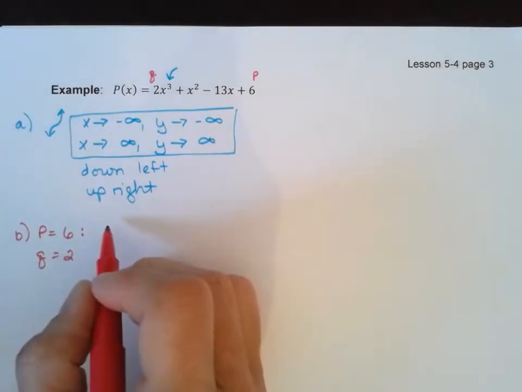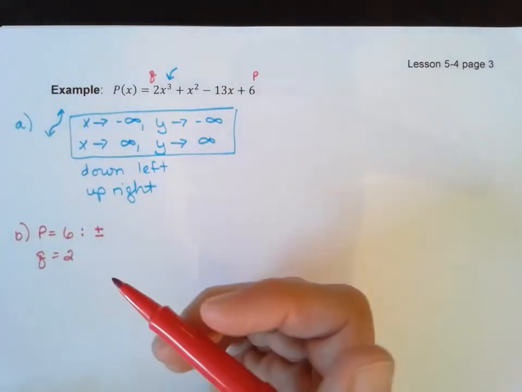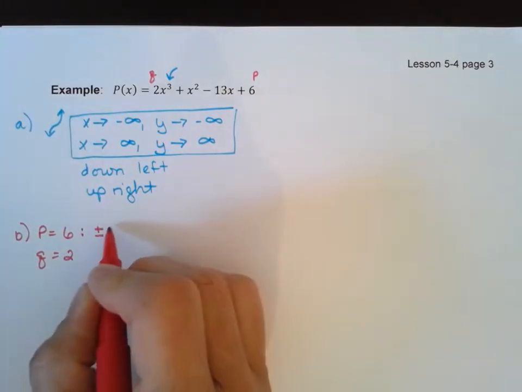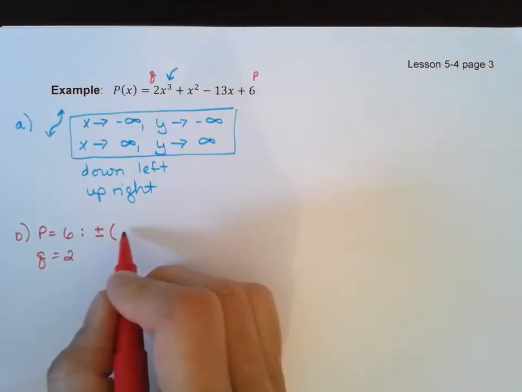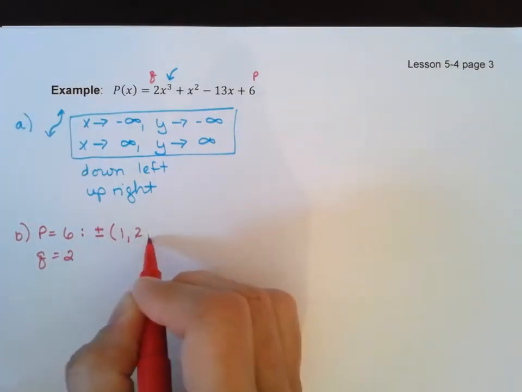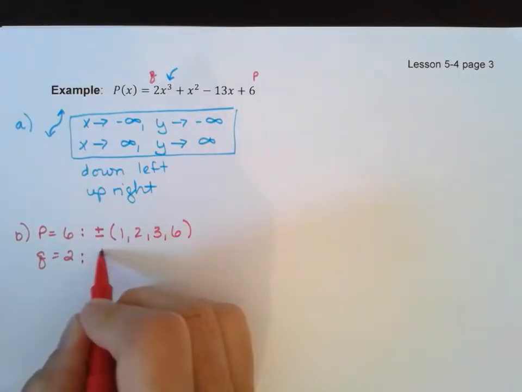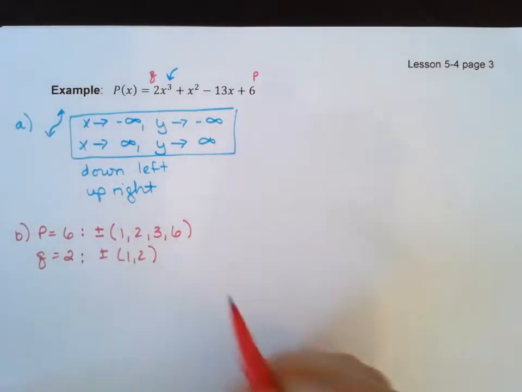Remember, you have to do your plus or minus because it could be 1 times 6 or negative 1 times negative 6. So we just cover them all by doing plus or minus. The factors of 6 are 1, 2, 3, and 6. Factors of 2 would be positive and negative 1 and 2.